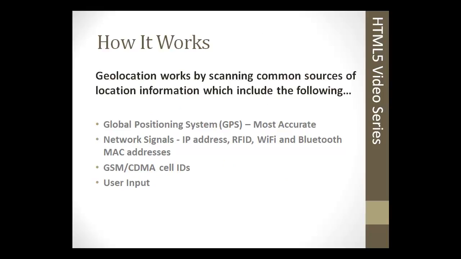It works by scanning different sources of location. GPS, Global Positioning System, is probably the most accurate method that it uses. It can pinpoint locations better than the rest of them. Network signals, they can get through IP addresses, through Wi-Fi and Bluetooth connections, GSM, cell IDs, and then user input. So these are all ways that geolocation can actually get your position.